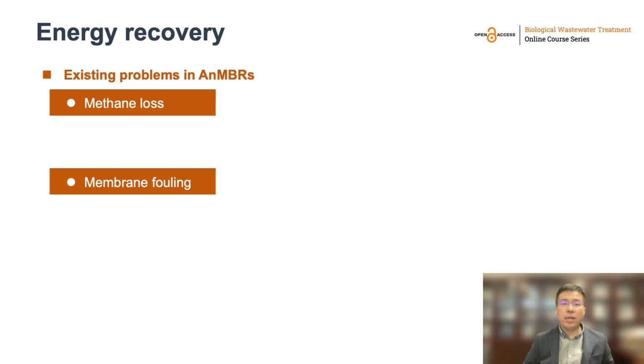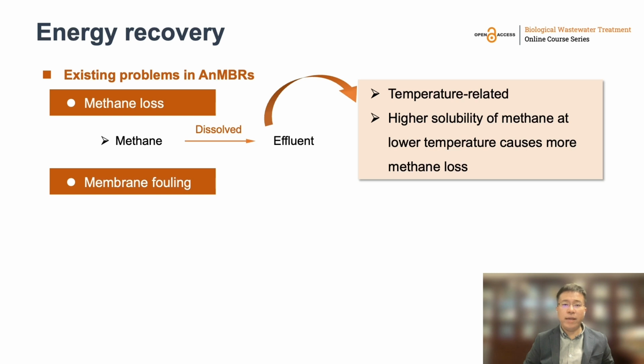Currently, the AnMBR technology is still facing some challenges, including methane loss and membrane fouling. The methane loss merely indicates the dissolved methane in the effluent. This phenomenon is temperature-related. Higher solubility of methane at lower temperature causes more methane loss, especially in hydraulic pressure-driven AnMBRs. Correspondingly, harvesting the dissolved methane in permeate is worth investigating from perspectives of both increasing biogas efficiency and reducing greenhouse gas emission.